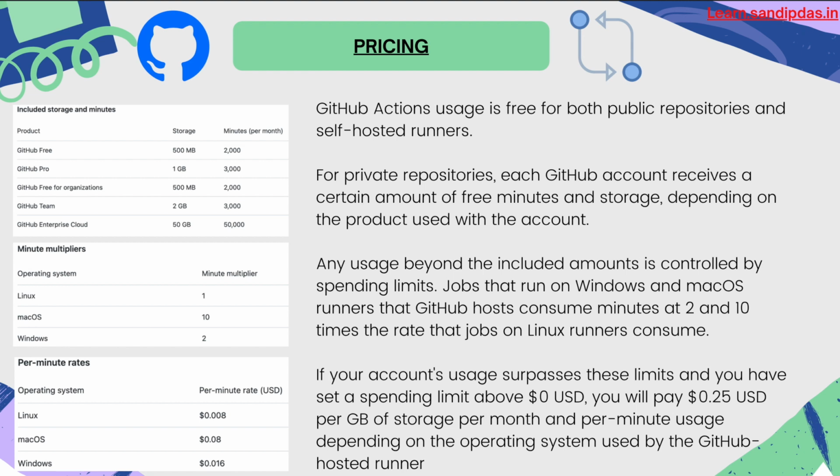GitHub Action usage is completely free for the public repositories and the self-hosted runner, which we will be configuring in a minute. Okay. For the private repositories, each GitHub account receives a certain amount of free minutes and storage depending on the product used for the account. Okay. Any usage beyond the included amount is controlled by the spending limits.